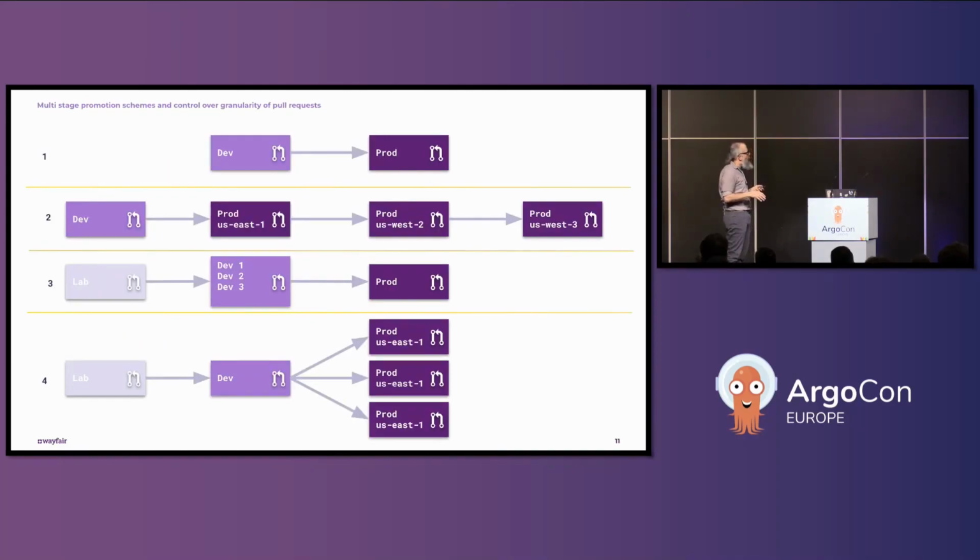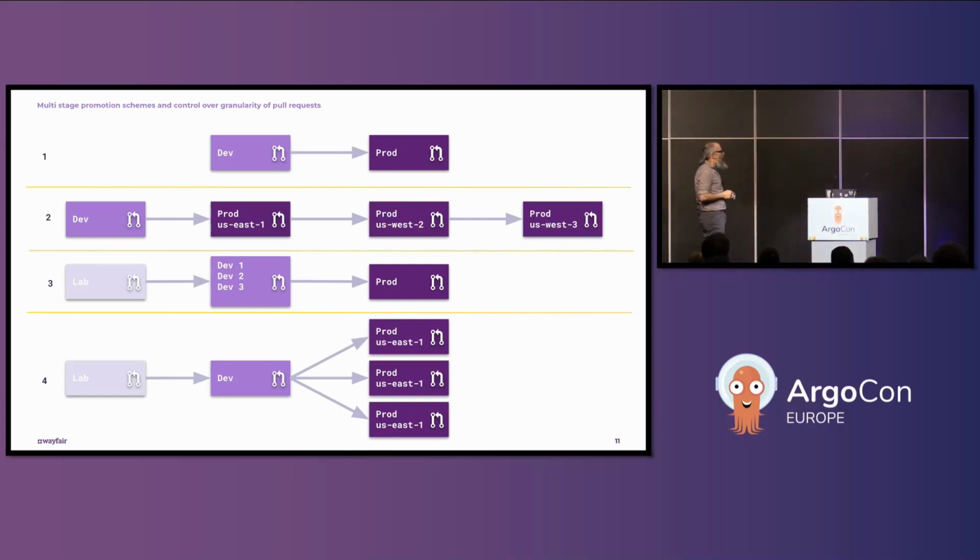So let me go over this. There's the first scenario, the simplest one, from dev to prod. You merge something to dev, it opens a pull request for production. The second example is a multi-stage flow where you merge something to dev, it opens a pull request to prod. When you merge that, it opens the second pull request. You merge that, it opens the third. It kind of walks you through the flow.